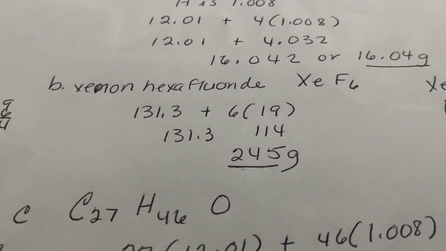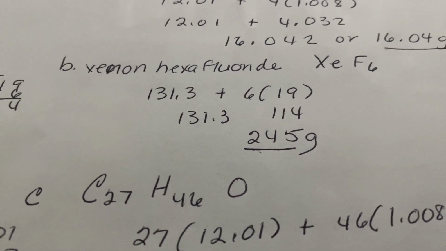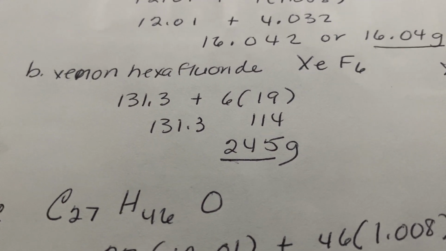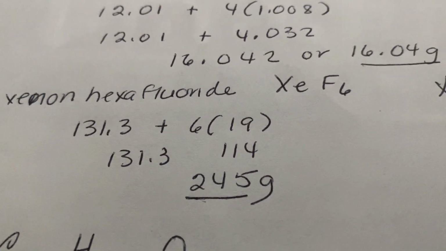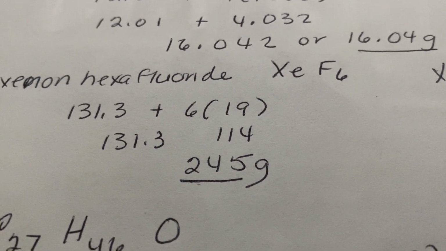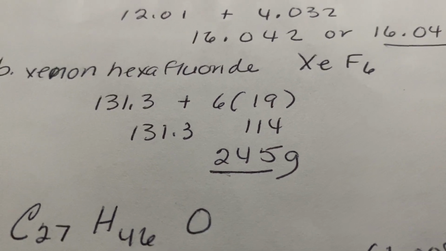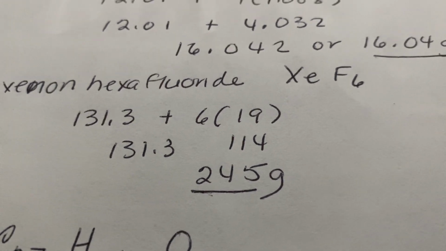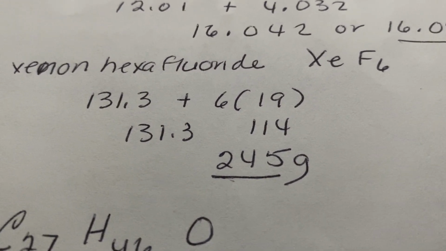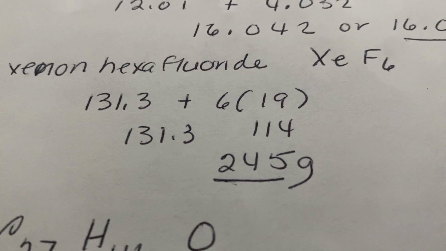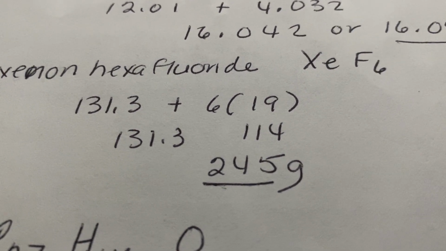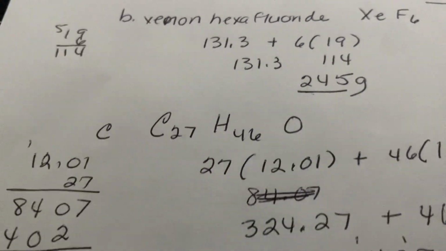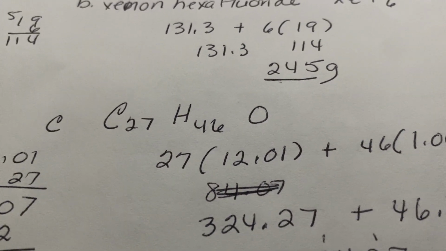So now the next one we have xenon hexafluoride, which is xenon with hex meaning 6. XeF6. So Xe, if you look that number up on your periodic table, you get 131.3. And then fluorine is going to be 19. So it's going to be 131.3 plus 114, because you take 6 times 19, and you get 245. So let's do the next one here.